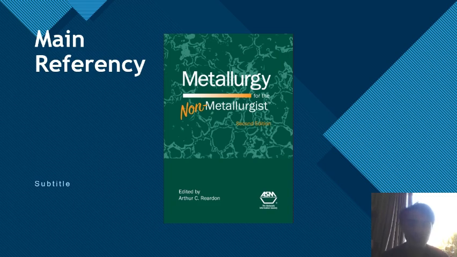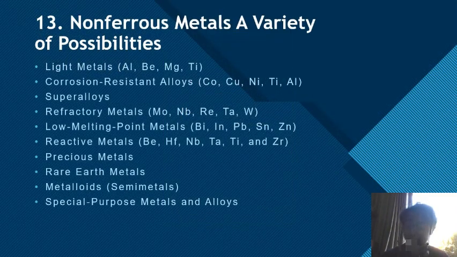In this presentation, I take my main reference from the module Metallurgy for the Non-Metallurgist, second edition, edited by Arthur Cyril. This chapter has 10 sub-chapters. The first is light metals: aluminum, beryllium, magnesium, titanium; corrosion-resistant alloys: cobalt, copper, nickel, titanium; aluminum and superalloys; refractory metals: Mo, Nb, Re, Ta, W; low melting point metals: Bi, In, Pb, Sn, Zn; and reactive metals: Be, Hf, Nb, Ta, Ti, Zr; precious metals, rare earth metals, metalloids, semi-metals, and the last one is special purpose metals and alloys.